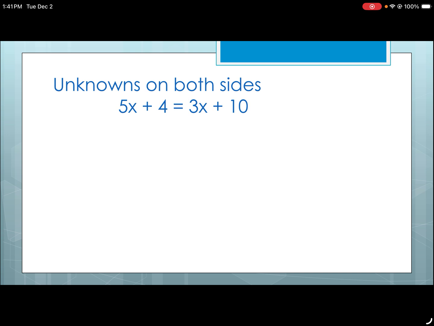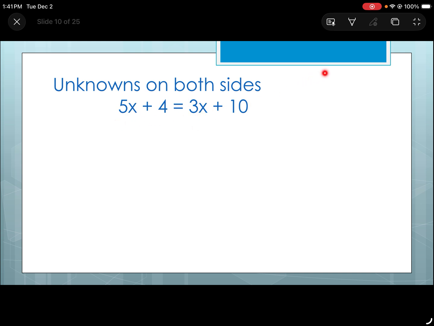What happens then if there's an unknown on both sides? The key to this is to recognize that we really shouldn't try to solve a question if we have unknowns on both sides. So really, we should try and make the unknowns be on the same side. If we do that, then we'll just have a two-step equation, like the one we just did. So, what do we move? Do we move 5x or 3x?